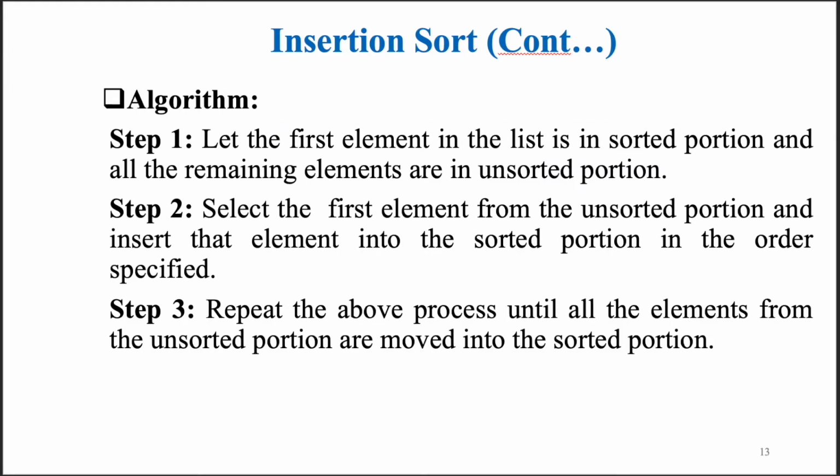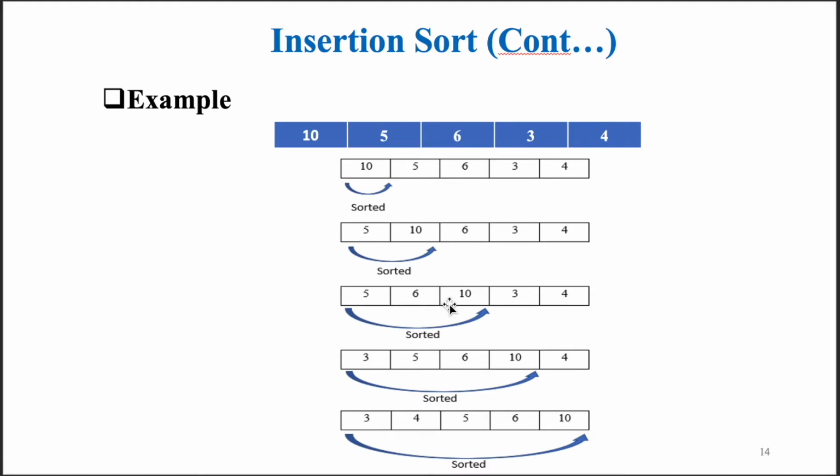Now we'll see step 3. Repeat the above process. Now, 5 and 10 are in the sorted list. Now we have to take the first element from the unsorted portion. That is 6, and we have to arrange it in ascending order, and so on. After all the elements are sorted, this array will be sorted.